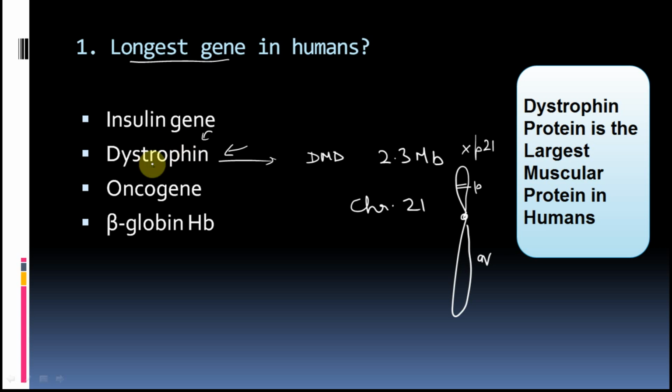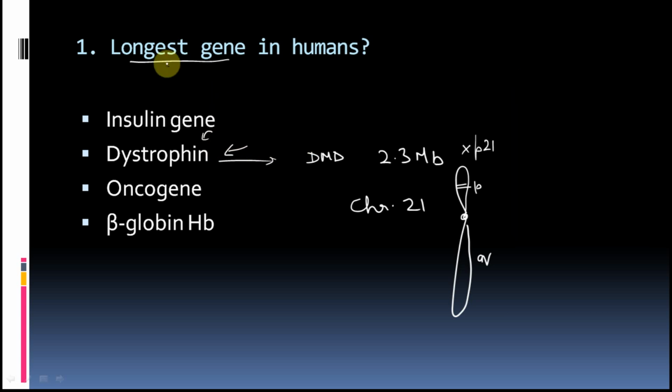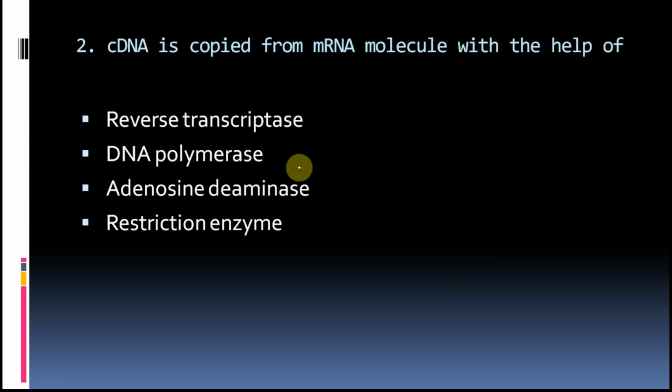Okay, muscle protein. This is the largest muscle protein, you can say. The largest muscle protein is the dystrophin. So these are the important points you should remember: the largest muscle protein is which one? Dystrophin. The longest gene in our body is which one? Dystrophin gene. Okay, so DMD gene or dystrophin gene. The DMD name comes because the mutation leads to the disease named Duchenne muscular dystrophy, right? So that's why DMD has come. Okay, so let's move on to the next question.